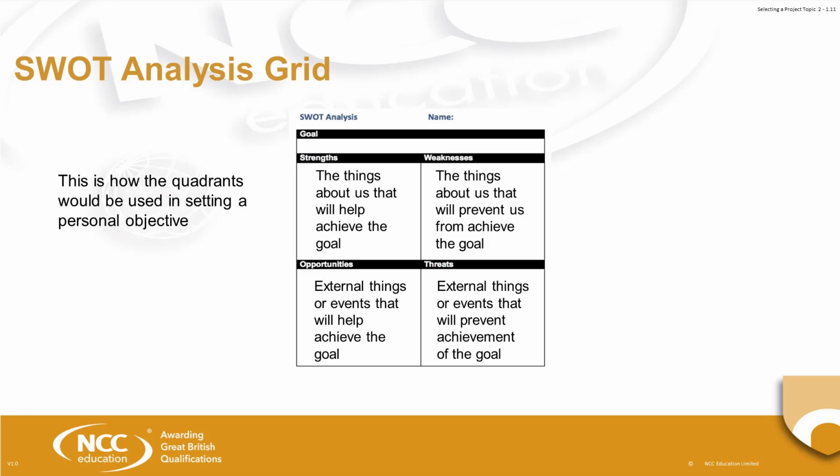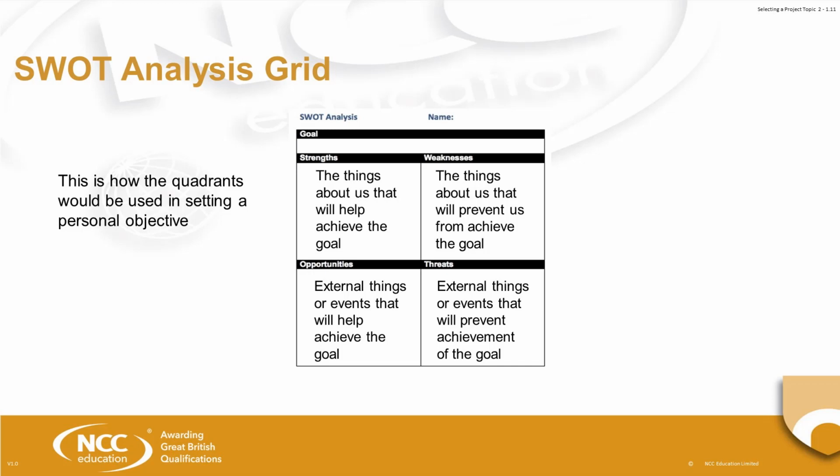Opportunities and threats represent external things, so opportunities are external things or external events that help us achieve a goal, and threats are external things or events that prevent us from achieving a goal. So opportunities may be the location of a large number of English speakers close by so that we can develop our English skills. Threats may be that we're on our own, we don't have any experience, any friends or ability to speak with any English speakers, so that will prevent us from achieving the goal.